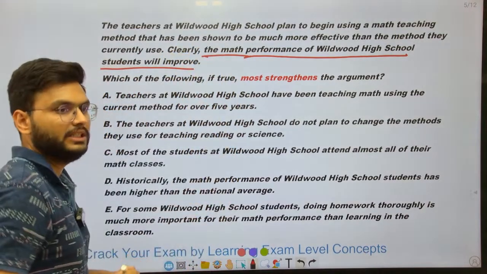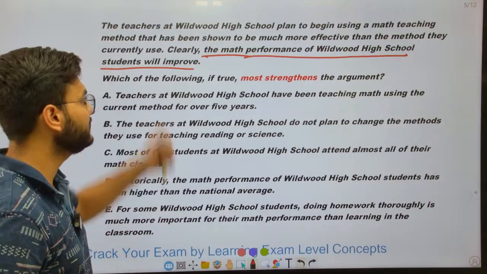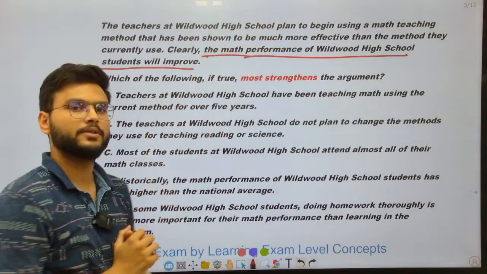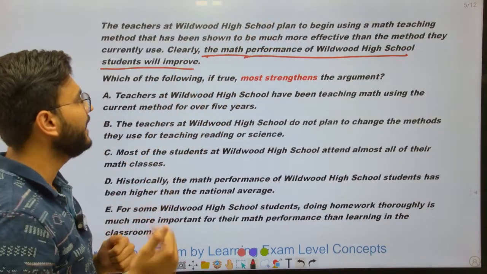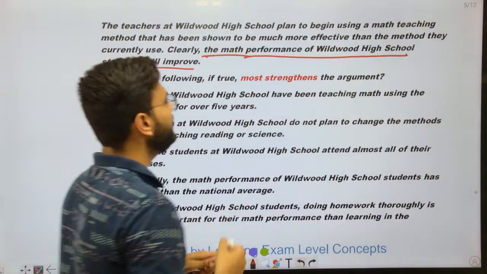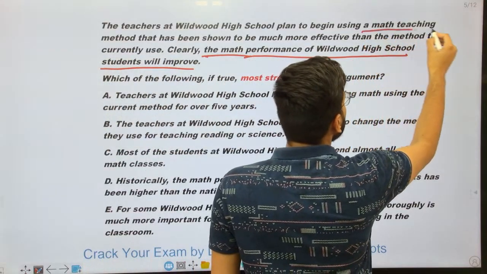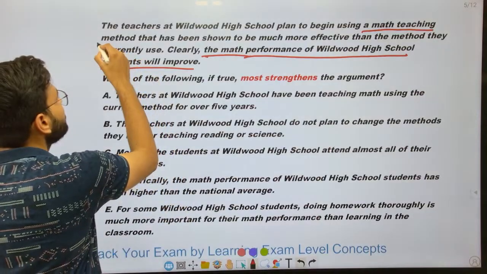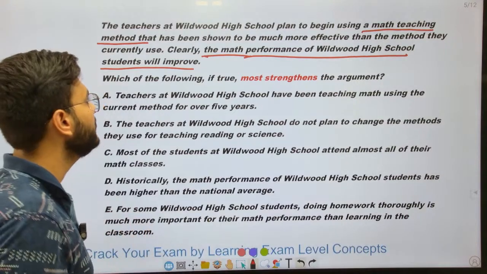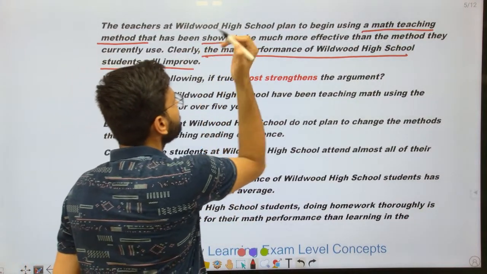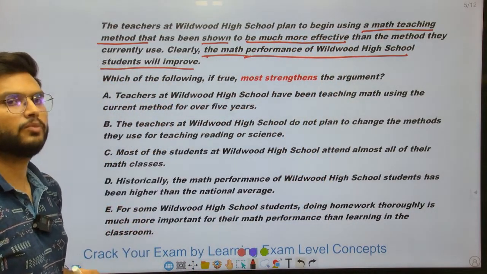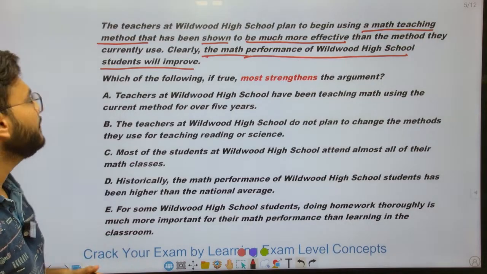Math performance. This is the conclusion of the author. This is the author's opinion. He believes that because of this factor, things are going to work. What was the factor? There was a new plan. Means the school has a new plan. What was the plan? That they plan to begin using a math teaching method. What was that math teaching method doing? It has been shown to be much more effective compared to the method they currently use.